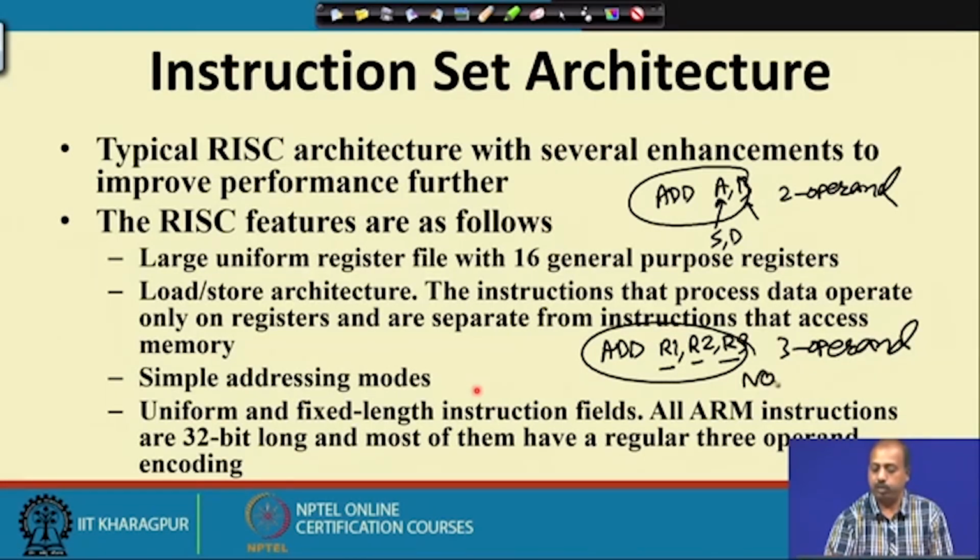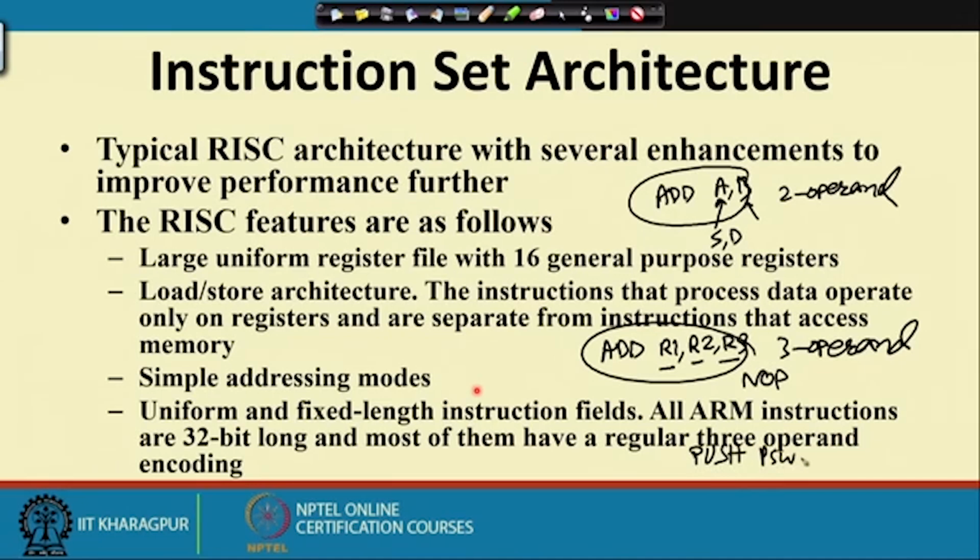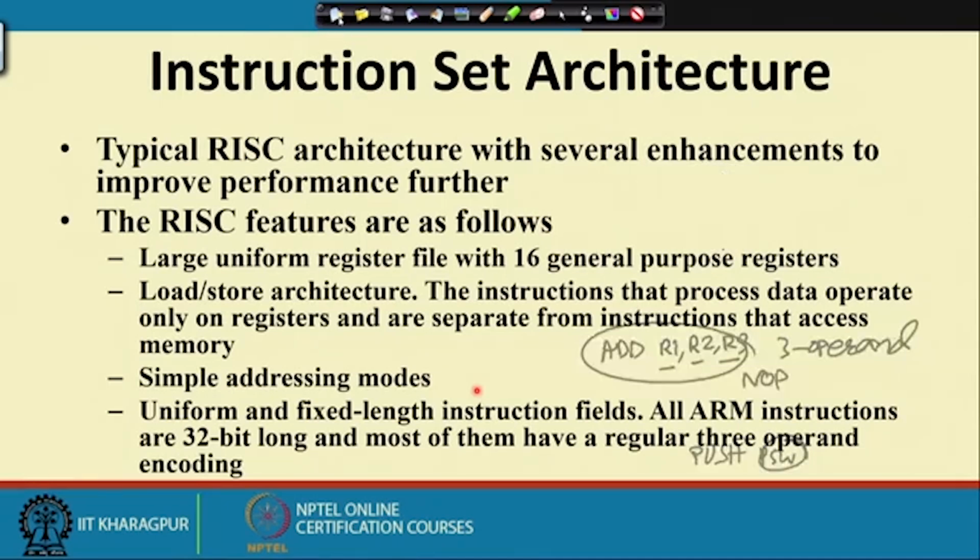like say NOP instruction is 0 operand, no operand is there. So, you can have 1 operand instruction like say push. If you look into the push instruction, push PSW, this is a single operand. So, you have got single operand instruction. That way we have got different number of operands, but in ARM processor, most of the instructions are 3 operand in nature. So, it will have the 3 operand encoding.